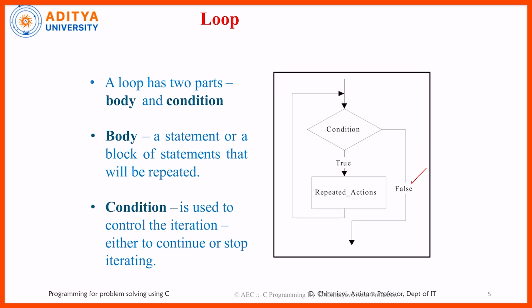Now a loop has two parts, the body part and the condition part. In the body, a block of statements will be there, and when the condition is true, this body part will execute. The condition is used to control the iteration, either to continue or stop. If the condition is true, control will be transferred to the body. From there again control will be transferred to the condition. If you look at the flow chart, the condition is true, the repeated action is performed, and again control is transferred to the condition. If the condition is again true, the repeated action will be performed again. If the condition is false, the loop will stop.